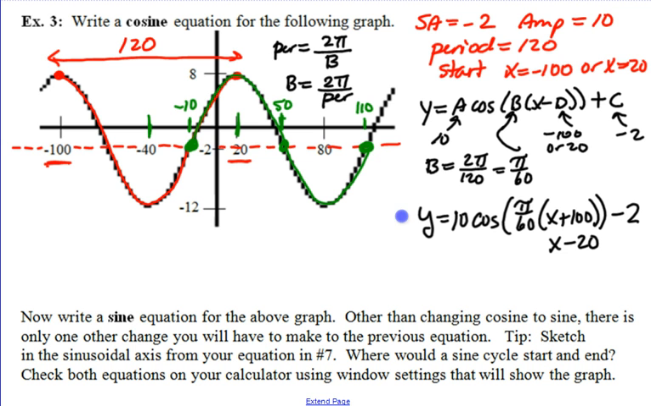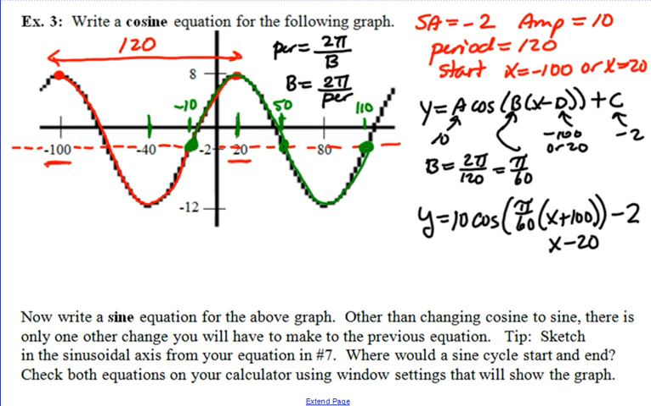So I do this to illustrate that one cycle of a sine graph from -10 to 110 is exactly the same as one cycle, one period of a cosine graph. It's still 120 units. The sinusoidal axis is the same. The amplitude is the same. In fact, the only number that changes when we change from sine to cosine is the starting point.